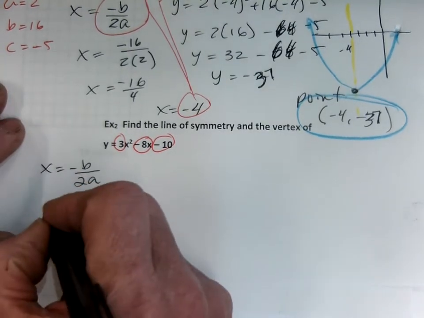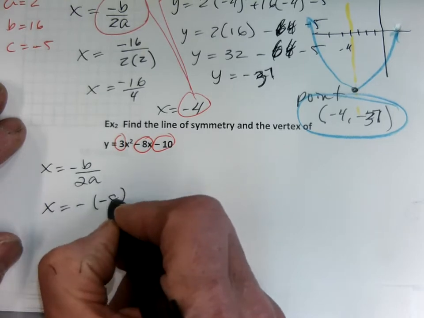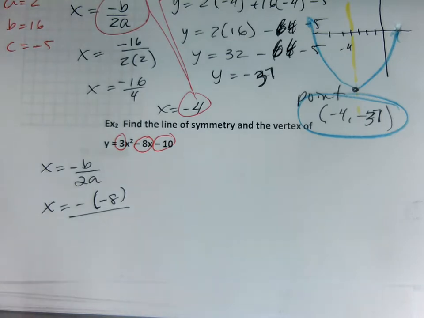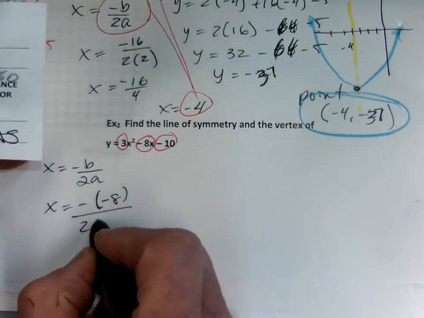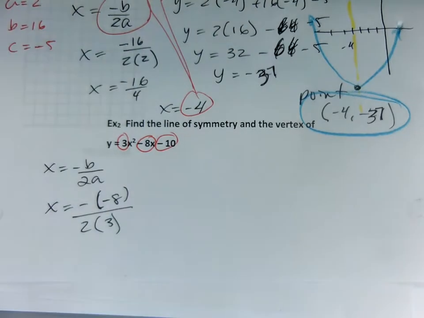So I'm going to go x equals -b, but b is -8. Everybody agree with that? Over 2 times the value of a, which is 3. Okay, everybody got that?